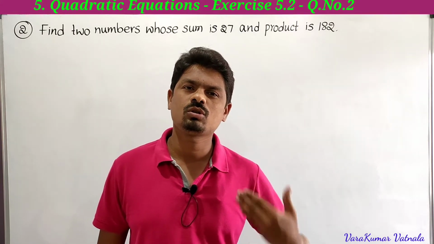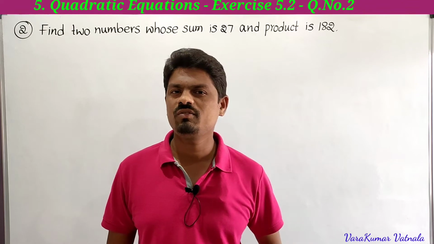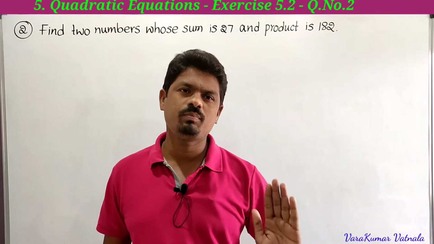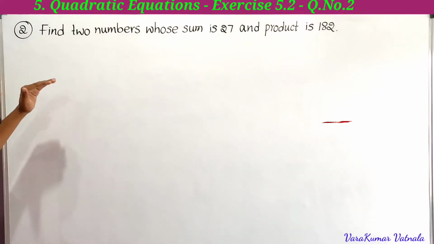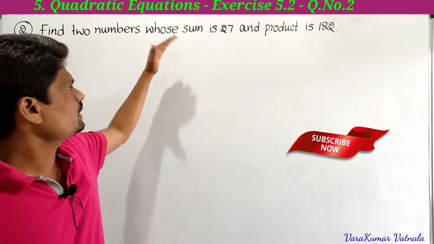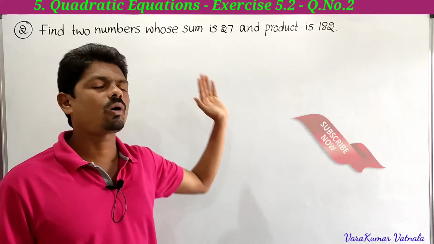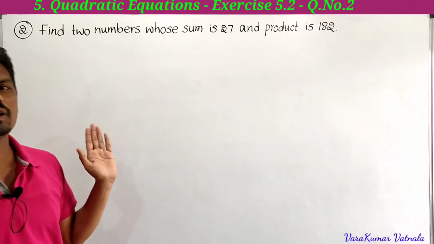Today we are going to solve the second problem from the 5th chapter, quadratic equations, exercise 5.2. This is the second problem. See here what it is asking: find two numbers whose sum is 27 and product is 182. So here it has been given this.